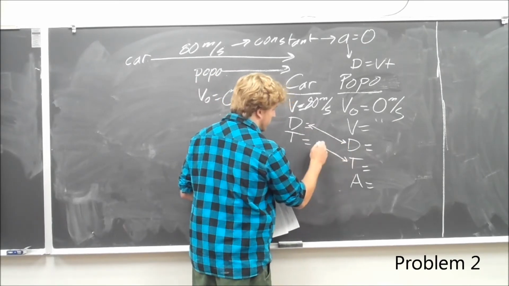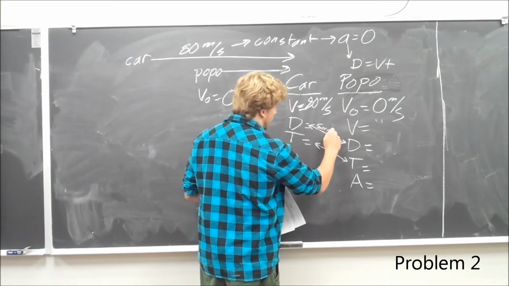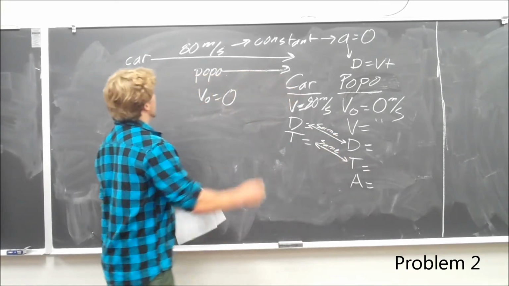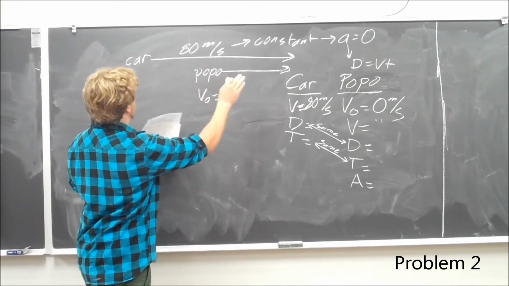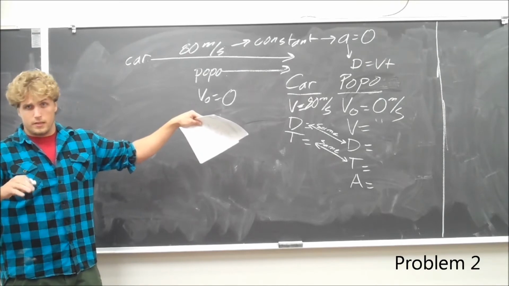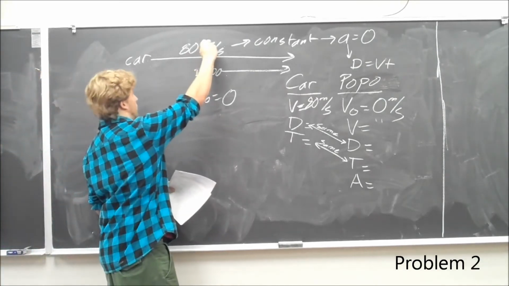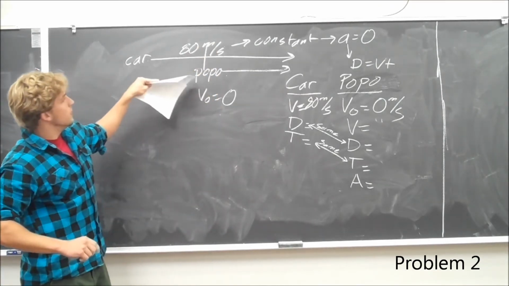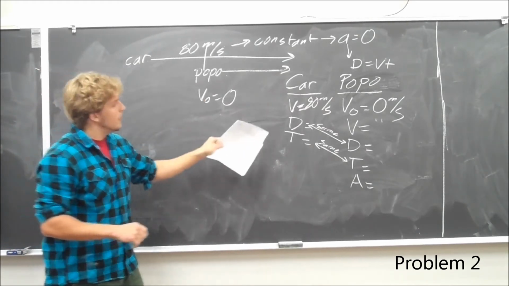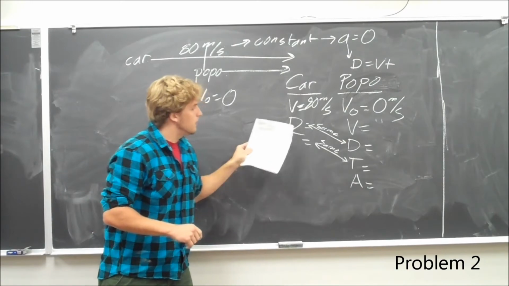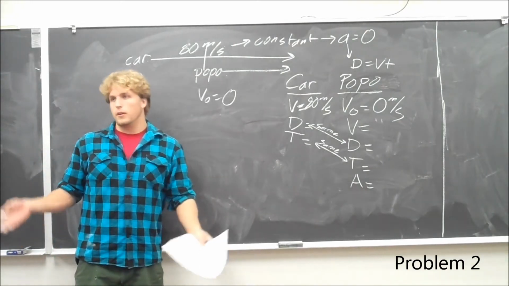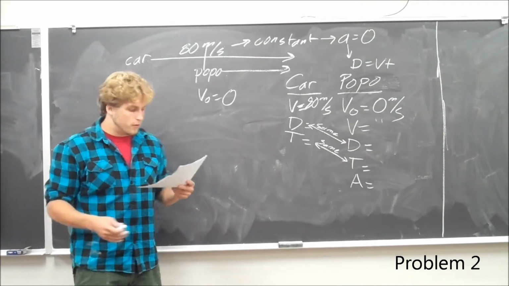But these two things are the same for each. Why? Because we're forgetting about how long this car has been traveling at 80 meters per second. We don't care about that. We're going to start right here where the police sees them and starts chasing after them. That's where we're going to start. So we have two of the same thing. And then time, of course, is going to be the same time that they catch up together.